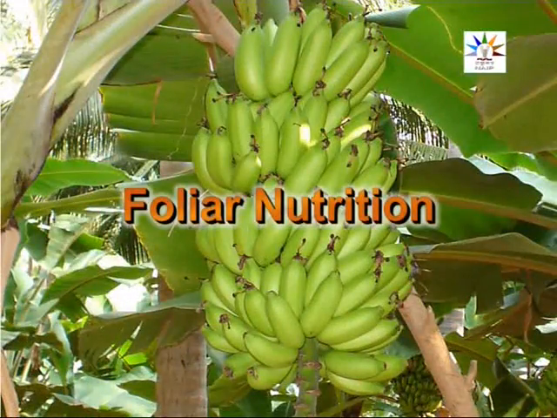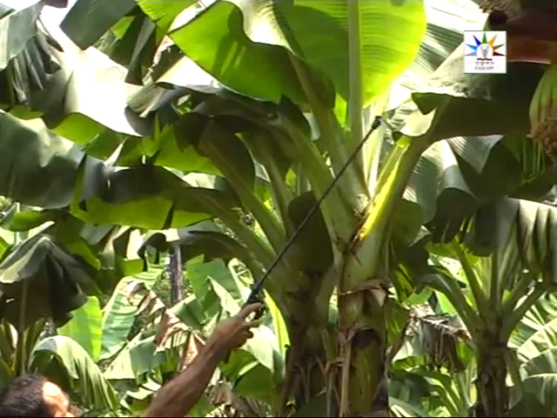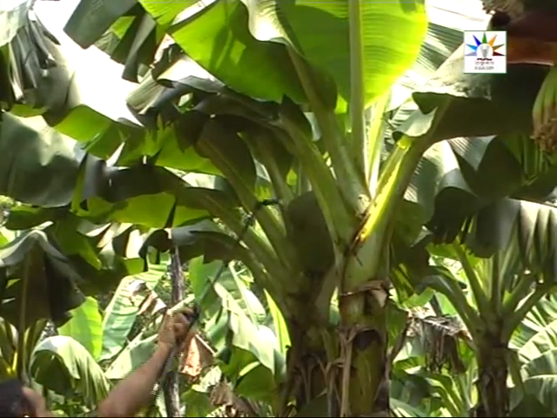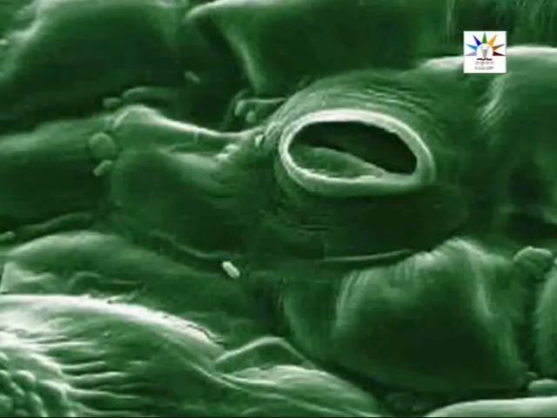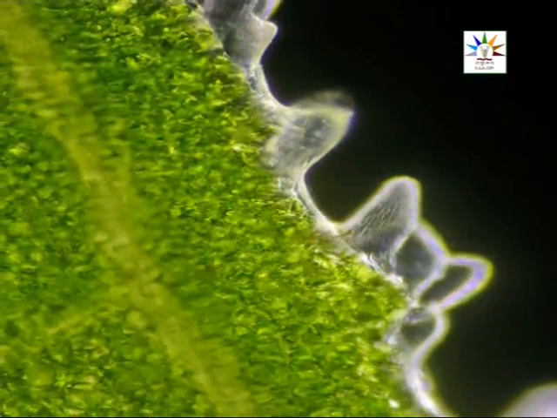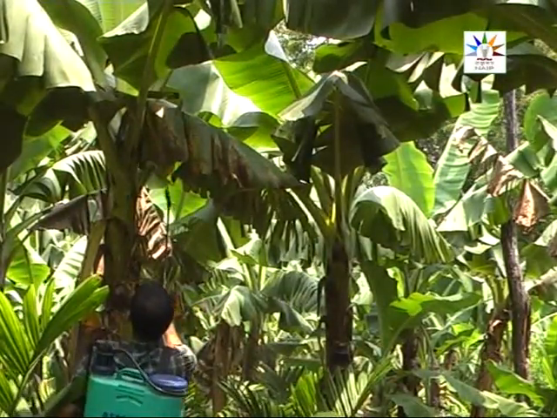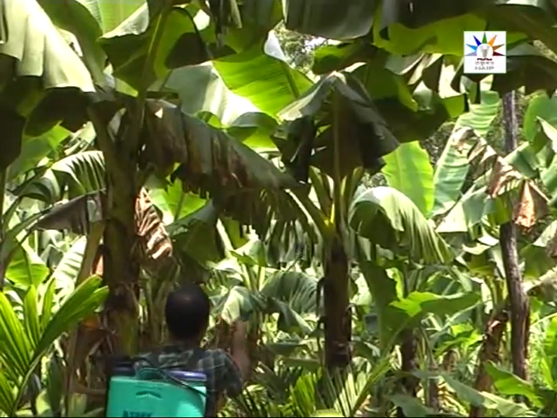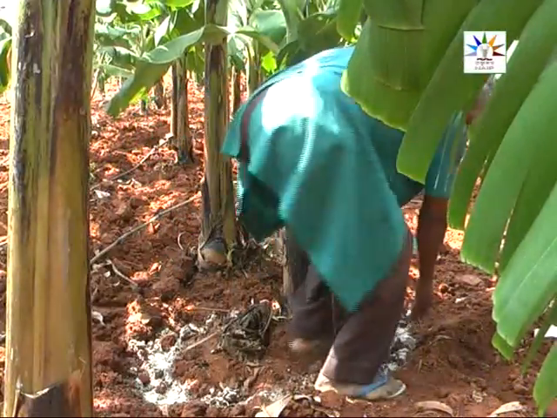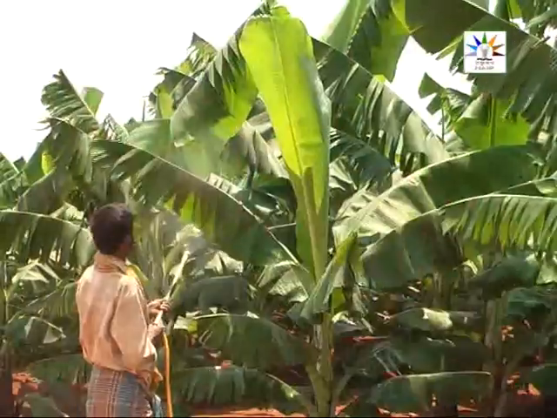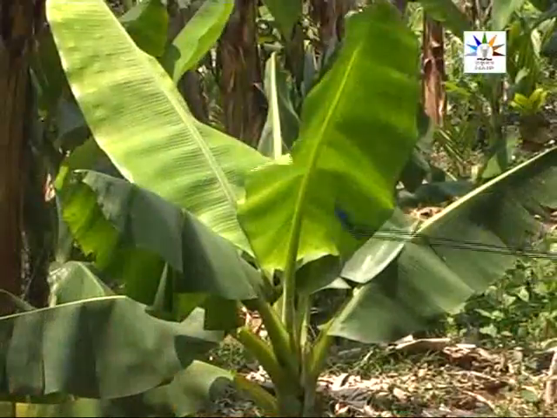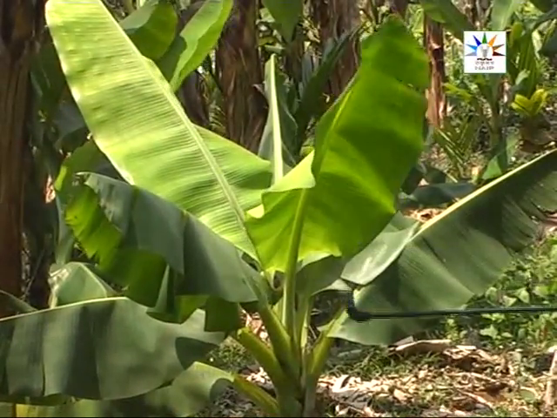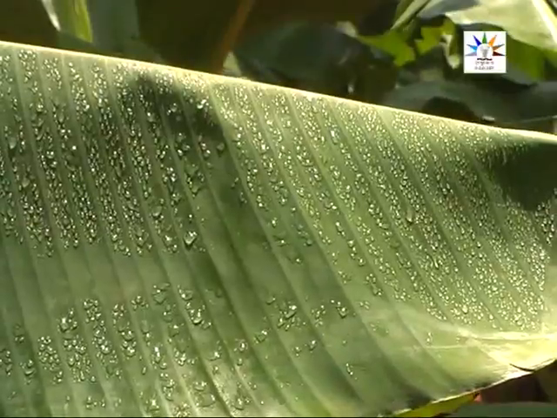Foliar nutrition. Supplying plant nutrients through leaves by means of sprays is called foliar nutrition. Plants can absorb nutrients directly through stomata and cuticle of the leaves with better efficiency. Foliar sprayed nutrients are available for the plant within 1 or 2 days against 2 to 3 weeks in case of soil application. This speedy absorption helps in correcting the deficiency quickly. Banana, due to its large leaf surface area, is ideally suited for foliar nutrition.